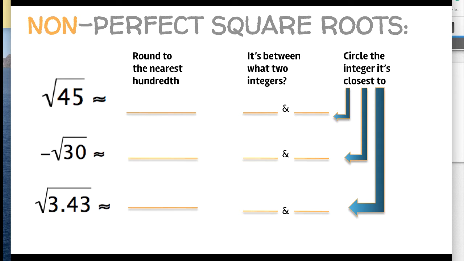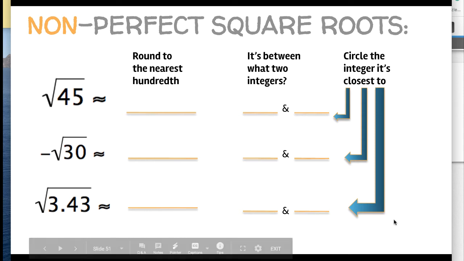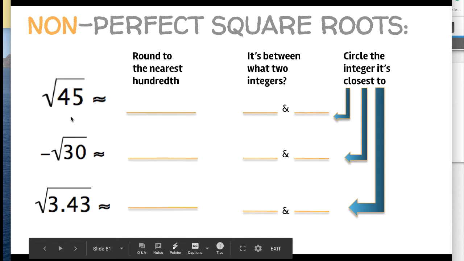Well, here we have non-perfect squares. There is no number times itself that gives you 45, right? So it's not a perfect square. However, we can use perfect squares to help us estimate, to get an approximation for non-perfect squares. So that's what I want to start with. We have the square root of 45. We know there is no number times the exact same number that gives us 45.